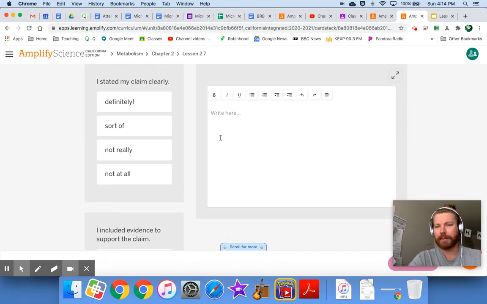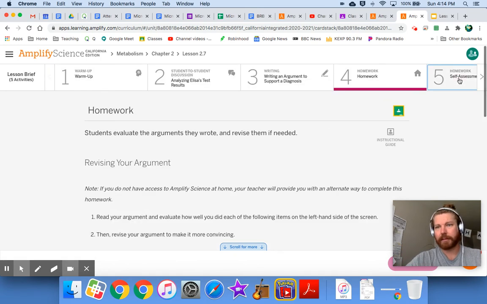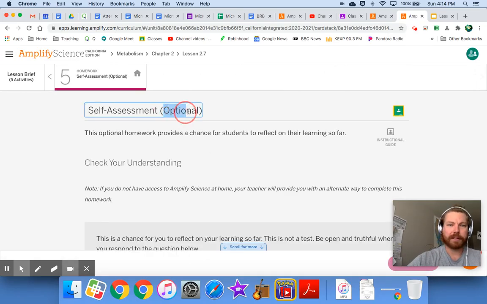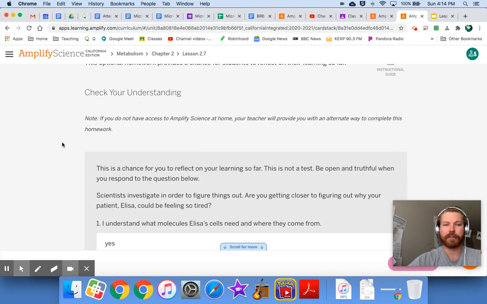Do I state my claim clearly? Do I include evidence? For any parts that you could revise them right here. I'm not going to ask you to write out your entire claim again, but just those parts that you think you need to revise. Once you do that, you're going to click on the next homework assignment, the self-assessment. And when it says optional, you know it is not optional. I do expect you to do this. I do want you to do this.